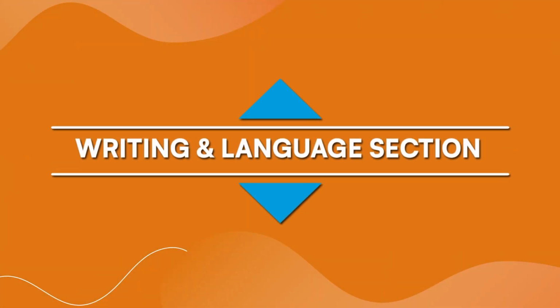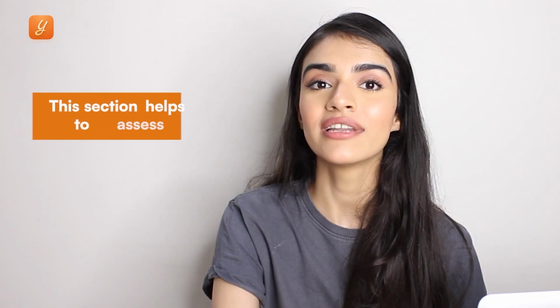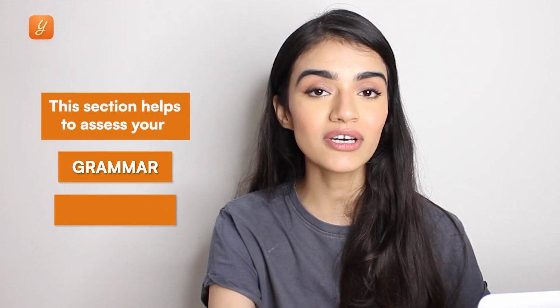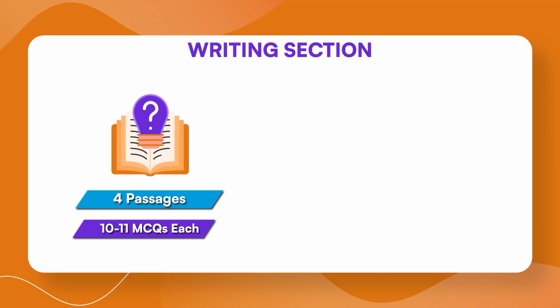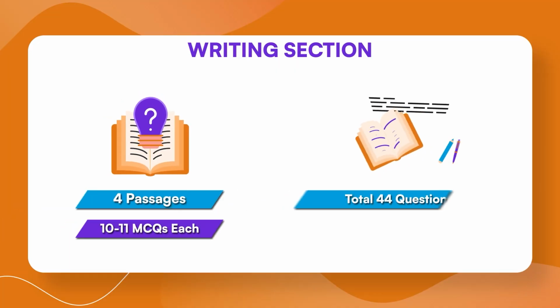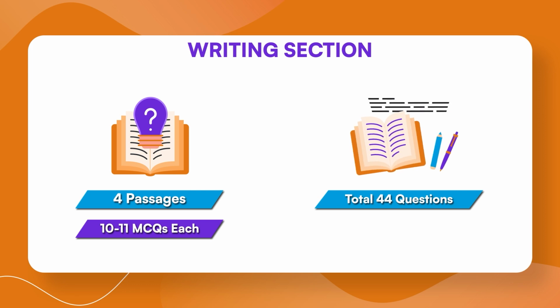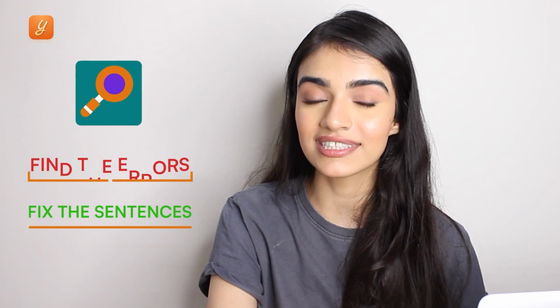Moving on to the writing and language section. This section helps to assess your grammar, vocabulary and language skills. It has 4 passages with 10 to 11 MCQs each to sum up 44 questions in total. Herein, you have to find the errors and fix the sentences within a time frame of 35 minutes.